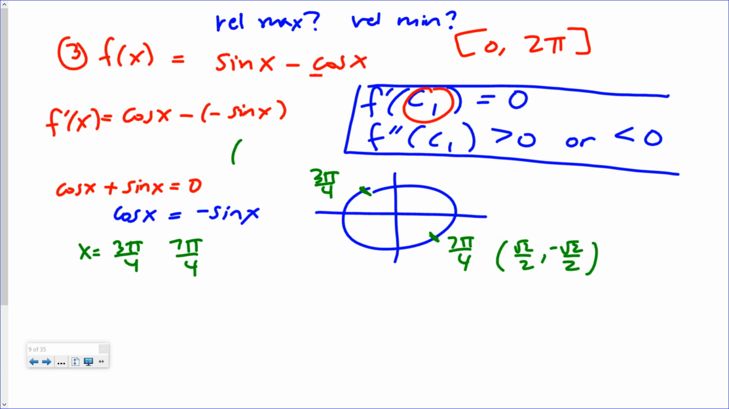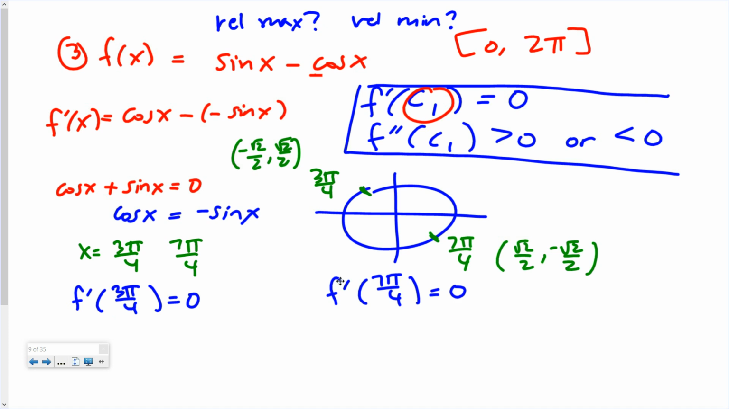And these coordinates here are going to be negative square root of 2 over 2, comma, square root of 2 over 2. All right, so that's the first derivative. So this is what I know. See if this makes sense. I know that the first derivative at 3 pi over 4 is equal to 0. Do you agree with that? And I know that the first derivative at 7 pi over 4 is equal to 0. Because what I did was I set the derivative equal to 0 and solved for the x's. So if I plug in x, I'm going to get 0. You guys good with that?